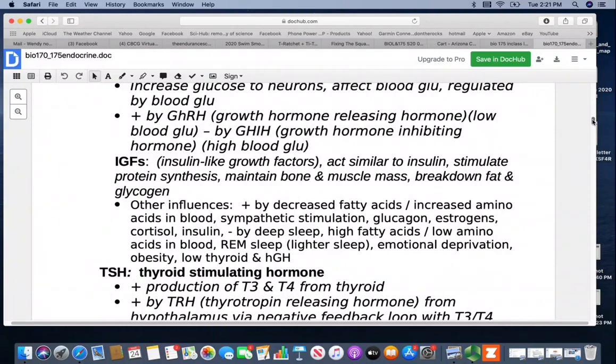Other things that can influence this would be the fatty acid and amino acid profiles in a meal in the bloodstream, sympathetic stimulation, glucagon, estrogens, insulin, your sleep, the types of fatty acids you have, emotional deprivation, obesity, thyroid hormones, and human growth hormone.